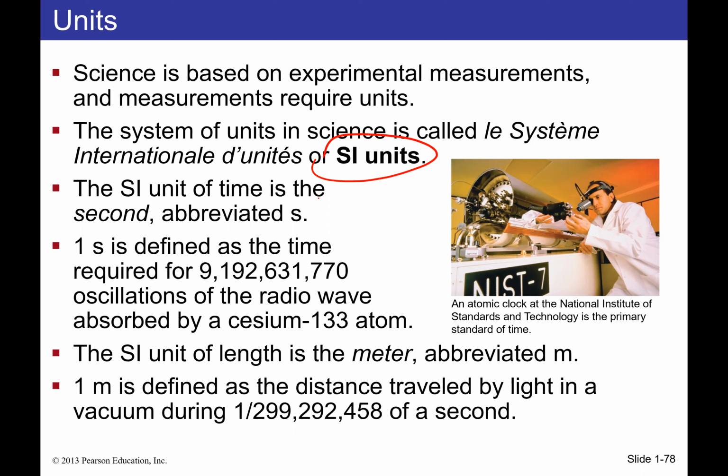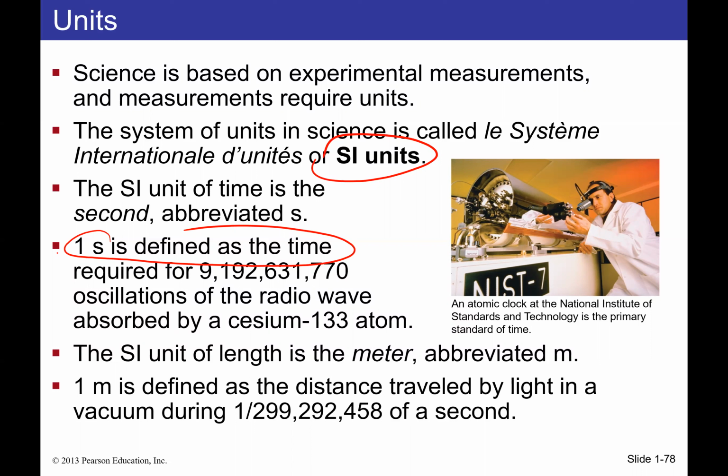So this SI unit, or the System International, is basically a system, sometimes known as the metric system, where we take the length, mass, and time measurements in terms of meters, kilograms, and seconds. What we can see here is that 1 second is defined as the time required for 9,192,631,770 oscillations of the radio wave absorbed by a cesium-133 atom.